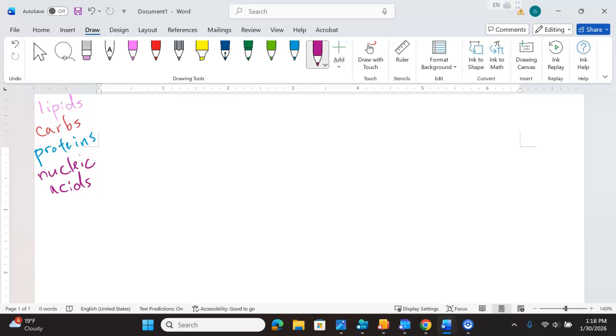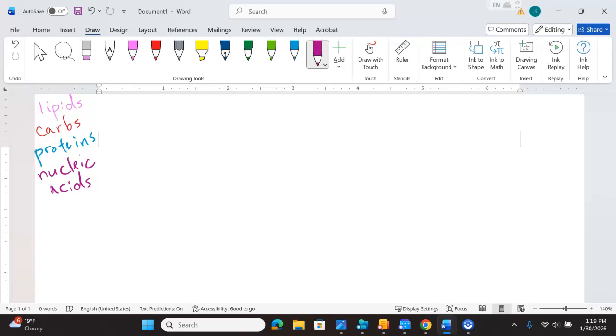We know what these different macromolecules are, hopefully, by this point, and hopefully we also know what their monomers are, right? Lipids, we have fatty acids, carbs are made up of simple carbs, proteins are made up of long chains of amino acids, and nucleic acids are made out of nucleotides.